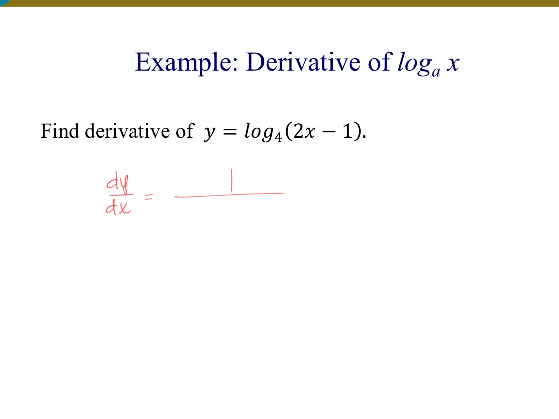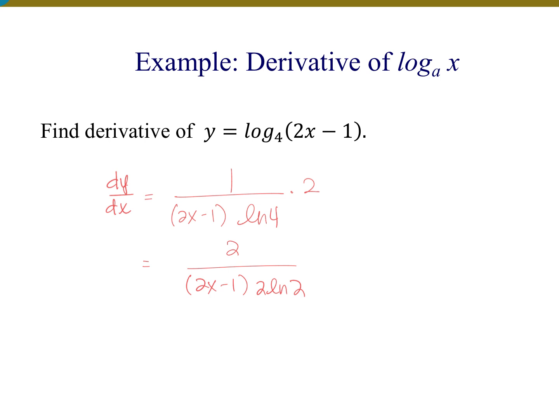Yep, let's do quantity 2x minus 1. And then, good job, times 2, okay? So if we simplify this, 2 would be the numerator, quantity 2x minus 1, and then the natural log of 4 can be simplified because 4 is a power, and so we can write 2 ln 2. So that might be something that you would be expected to do.